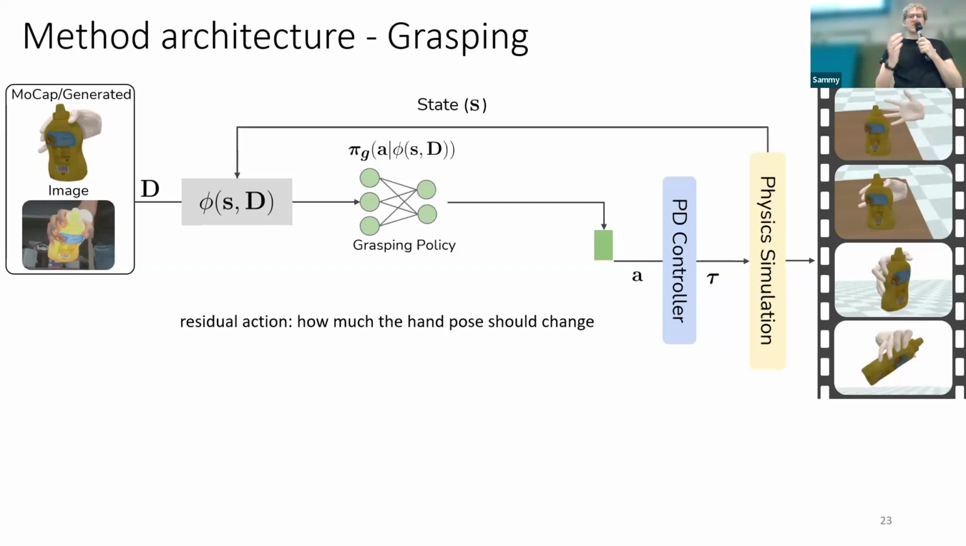So here's our full loop. We have a policy that predicts actions that move the hand in the physical simulation. We do standard PD control to compute torques, which we apply to the hand and get an updated state space.